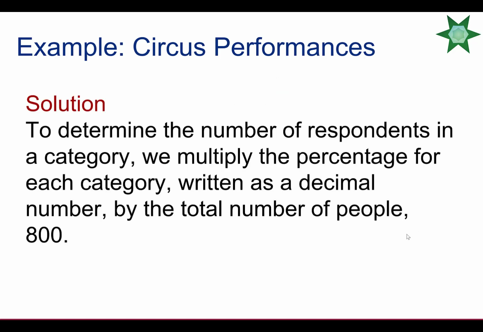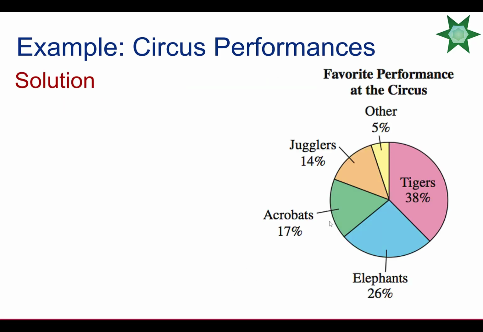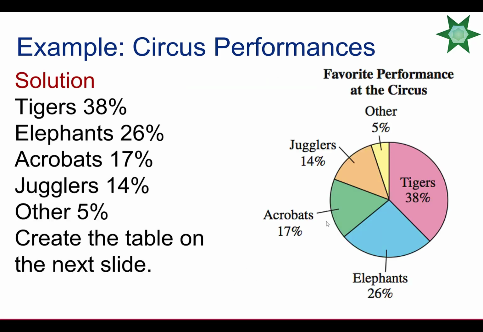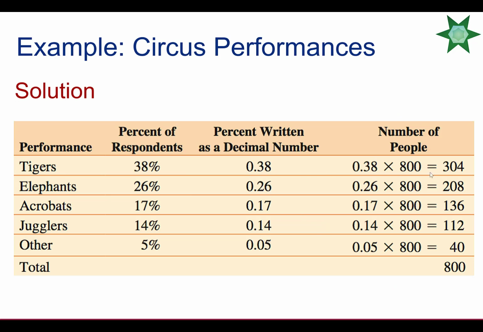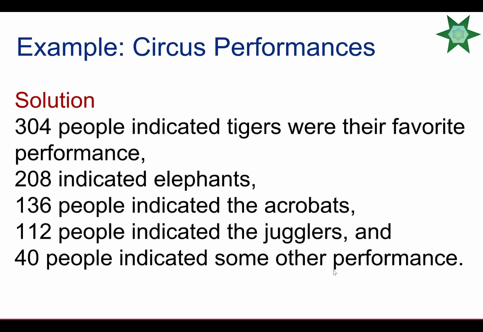We want to determine the number of people who answered in each category. We have a total of 800 people. And we're going to do that by multiplying the proportion or the percentage in each category by 800. So instead of saying 38%, we want to know how many people selected tigers. And there's the percents. And so in the table here, we're going to take 0.38 times the 800 and we get 304. For elephants, we take 0.26 times 800 and so forth. So here's the number of people in each of the categories, and it totals up to the 800 that we started with. And again, we can list that down here.